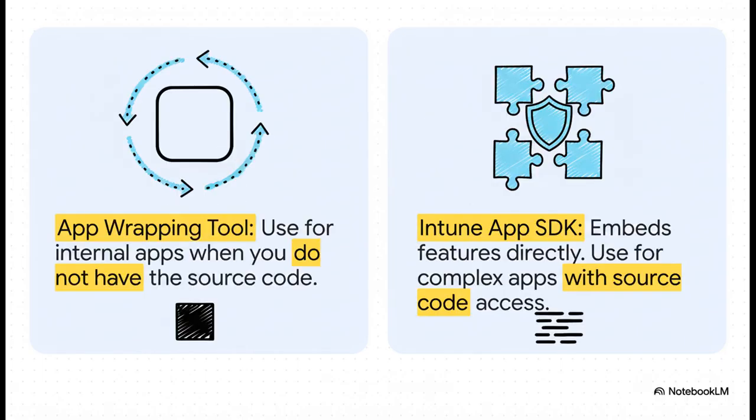The second decision comes up if your company has its own custom apps. Now, if you've got an older app and you don't have the source code anymore, no problem. You can use something called the app wrapping tool to put that security layer around it. But if you do have the source code, the best way is to use the Intune app SDK. That lets your developers build the security right into the app from the ground up.